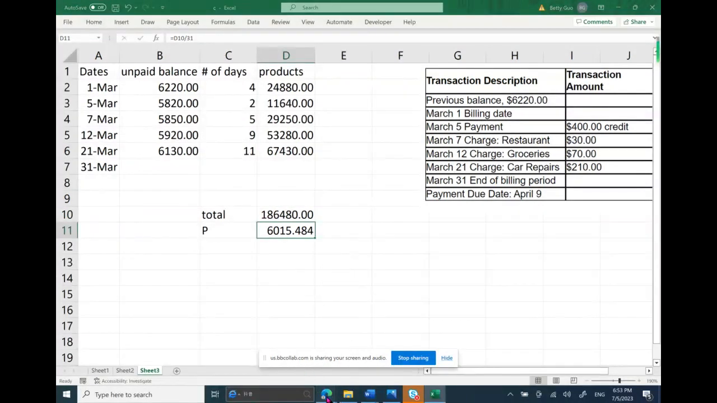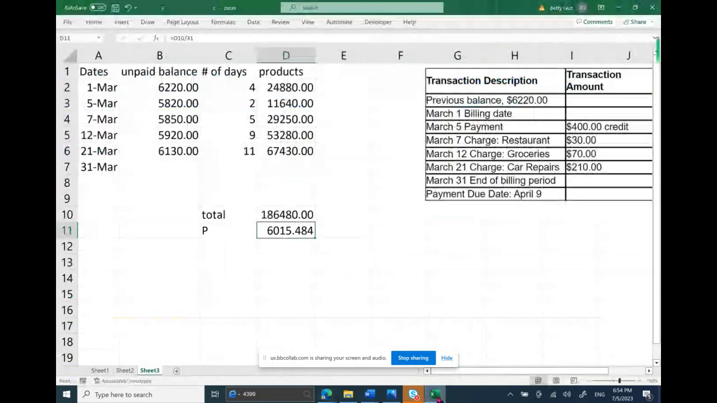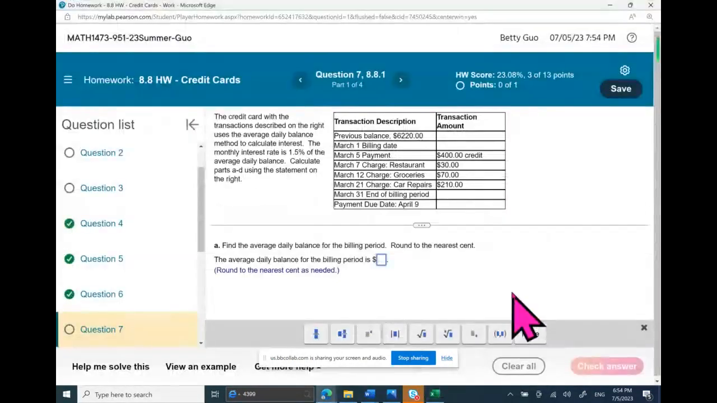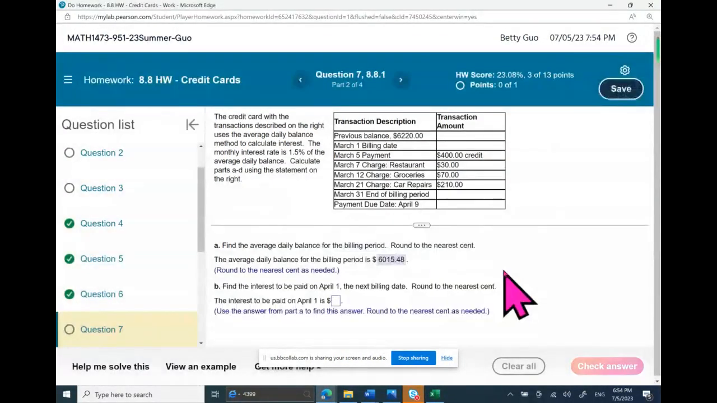So let's go to our system and see how we enter rounding. The average daily balance for the billing period, round to the nearest cent as needed. Round to the nearest cent, we're going to have 6015.48. It takes a little while, right? It's a little bit time consuming.